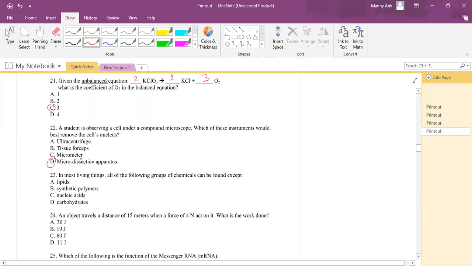23. In most living things, all of the following groups of chemicals can be found, except one exception. You know that lipids can be found in cells. You know that nucleic acids can be found in cells, carbohydrates in cells. The only thing you can't find is synthetic polymer. It's an artificial substance.